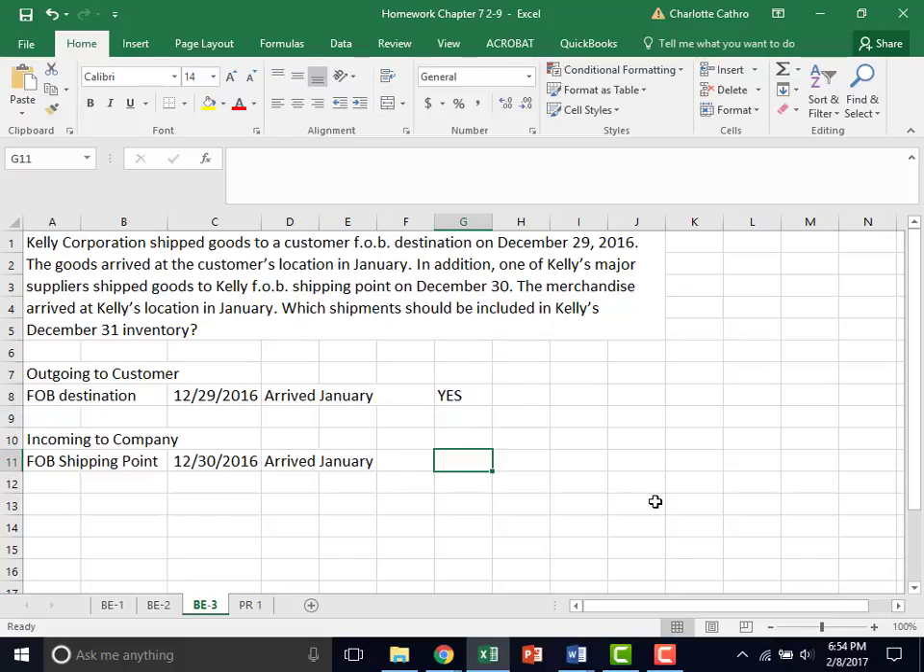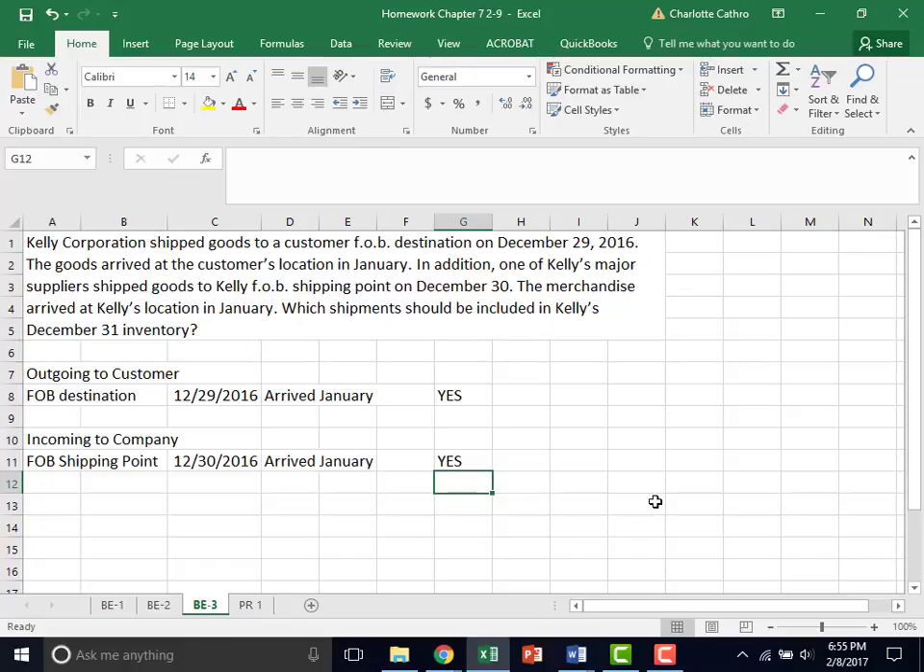The incoming shipments were shipped FOB shipping point, meaning that they change hands when they are shipped. They were shipped on December 30th. Even if we didn't get them yet, we took title to those. So yes, we should include those in our inventory. So both of these items should be included in Kelly Corporation's inventory based on where they took title, or where they changed hands.